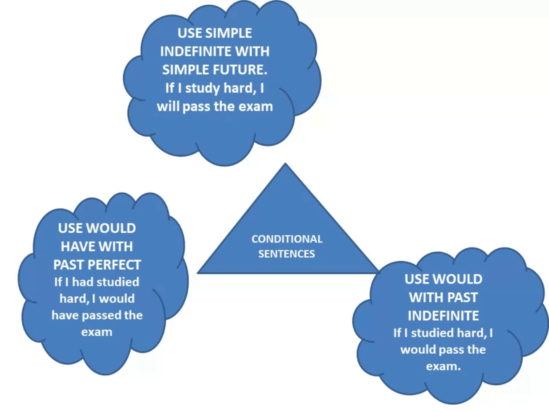Now third type of conditional sentence is first sentence has past perfect. Then you will use would plus have in the second sentence. For example, if I had studied hard, I would have passed the exam. Had studied represents past perfect. So we will use would plus have plus third form. I would have passed the exam. So these are the three types of conditional sentences. I hope you understand that.